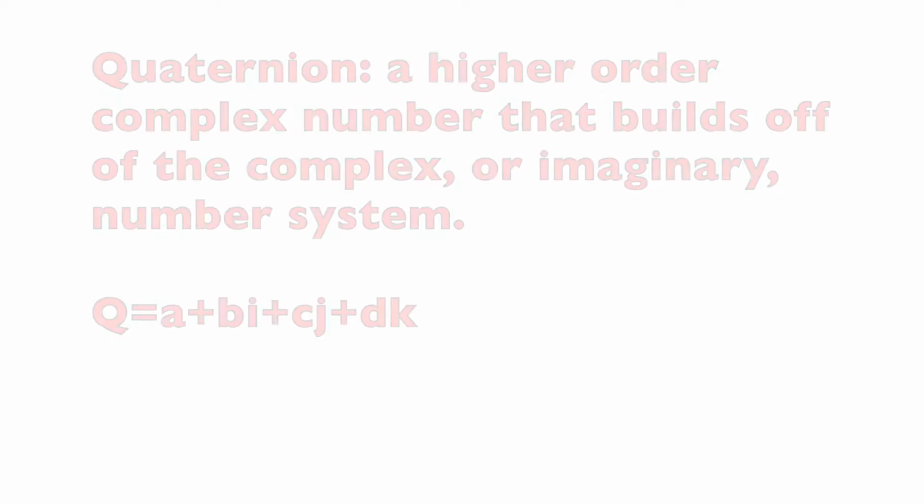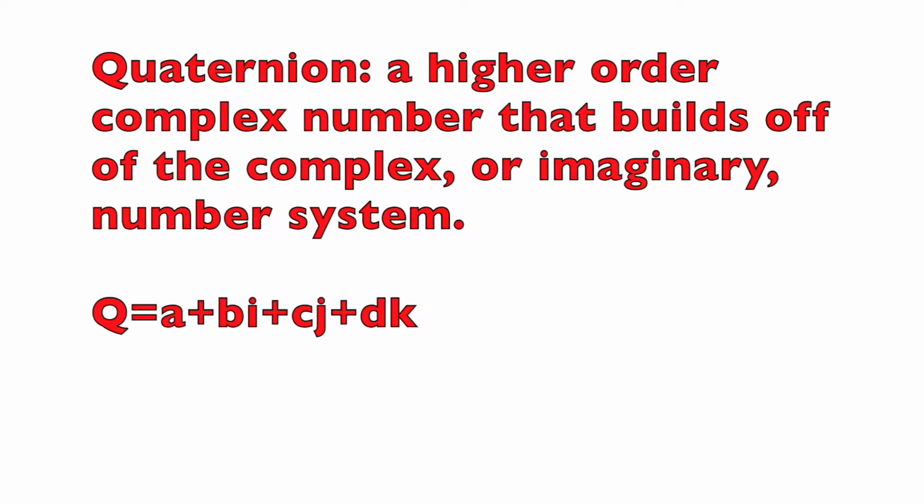Now you ask, what is a quaternion? Well, a quaternion is a higher-order complex number that builds off of the complex or imaginary number system. And for the purposes of this video, quaternions will be written as capital Q equals A plus Bi plus Cj plus Dk. And you'll learn more about this notation later, and I'll explain what these mean.